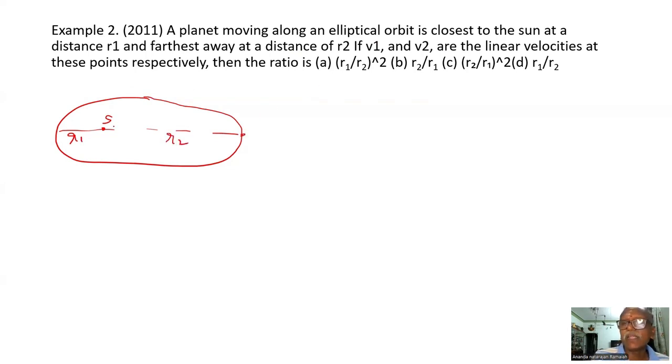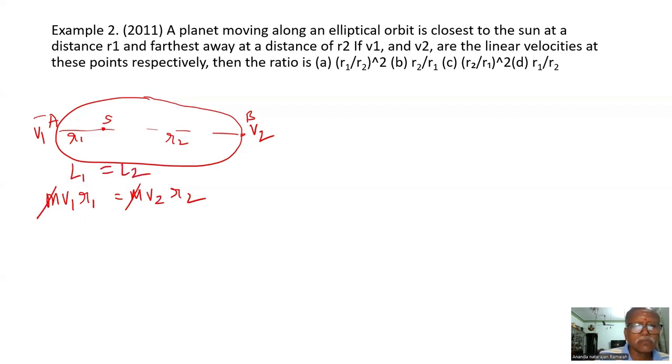If v1 and v2 are the linear velocities at these points, here v1, here v2, what is the ratio? We have to find. We know that as per Kepler's law, angular momentum at A and at B are equal. That is m v1 r1 equals m v2 r2. M gets cancelled. That is L1 equals L2, or V1 by V2 equals R2 divided by R1.